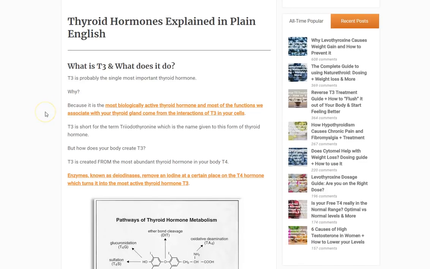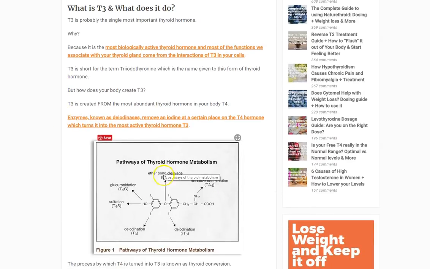So the first one is the thyroid hormone T3, and T3 is short for triiodothyronine. Let me first start by saying that T3 is, I'd say definitely, the single most important thyroid hormone in your body. The reason for this is pretty straightforward. T3 is the active form of thyroid hormone that's floating around in your serum. The other thyroid hormones have activity, and we call that biological activity, but T3 has far and away the most biological activity out of all these thyroid hormones.